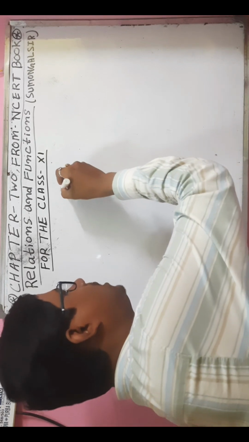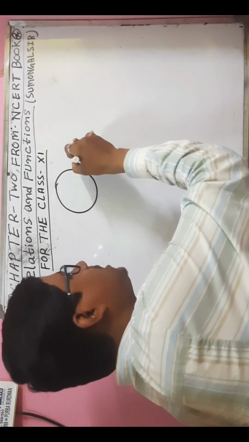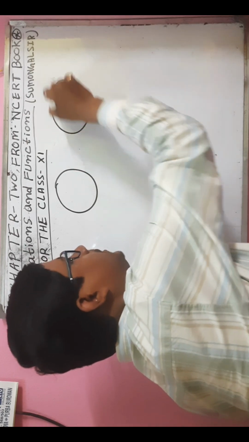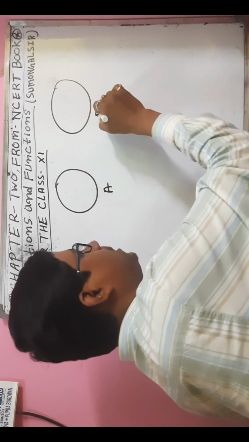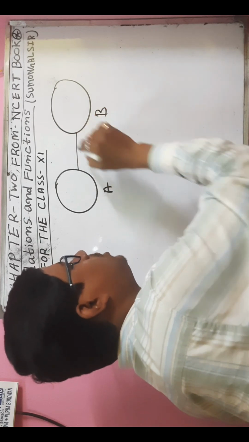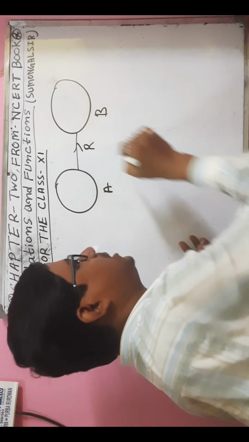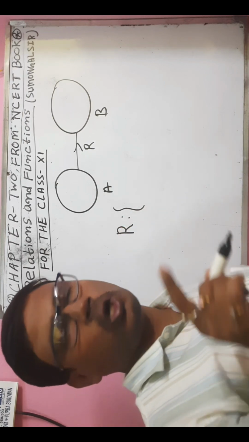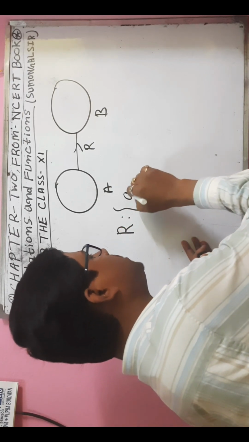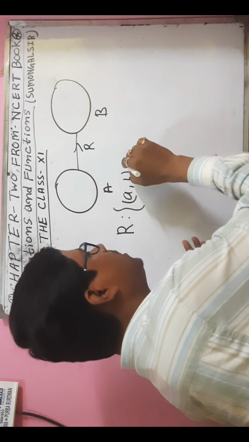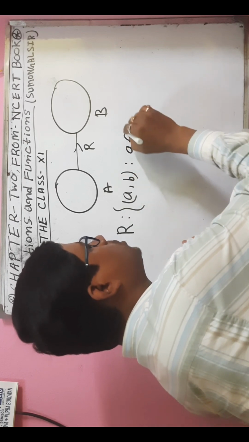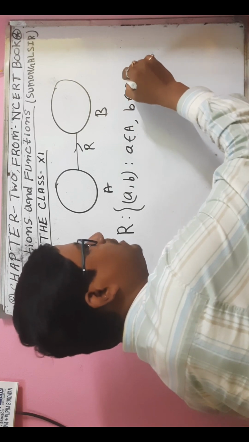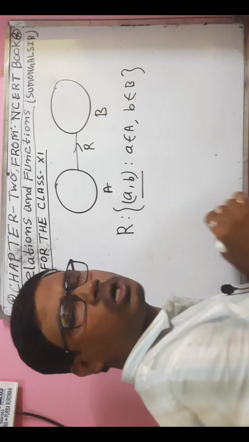In this chapter, there are two sets A and B, and the relation from set A to set B is represented as the Cartesian product of A and B. This is (a, b) such that small a belongs to capital A and small b belongs to capital B, and this is the ordered pair.